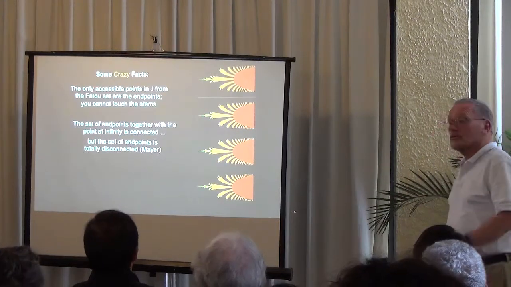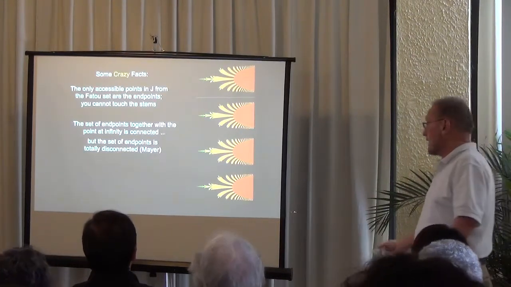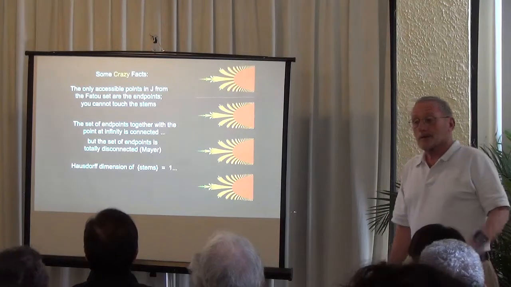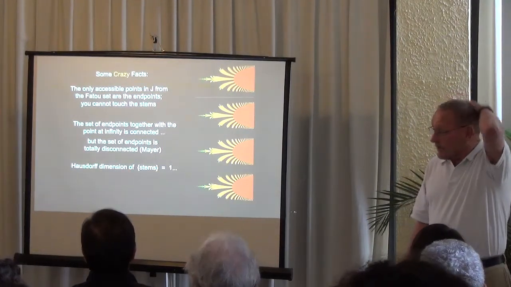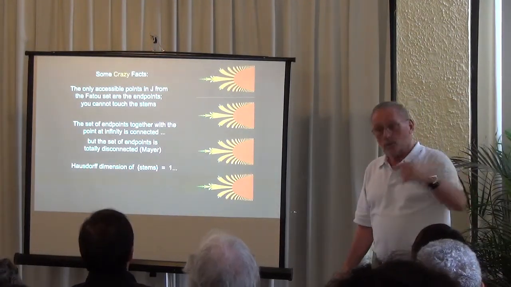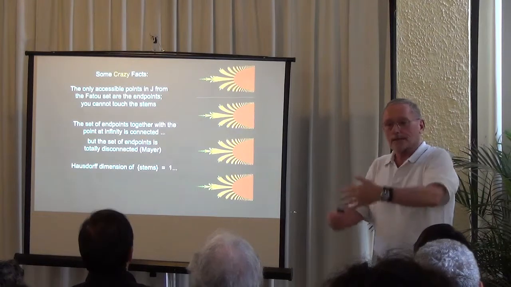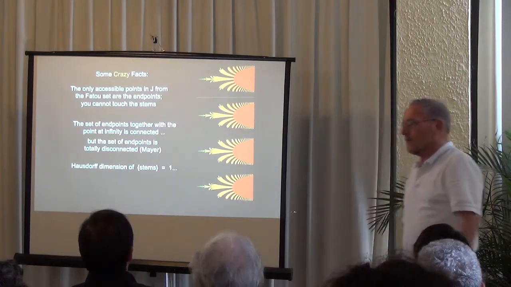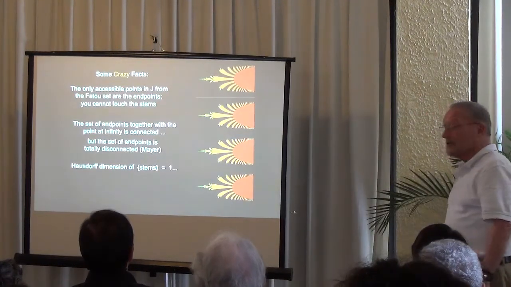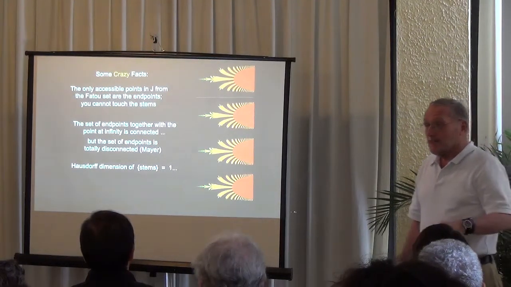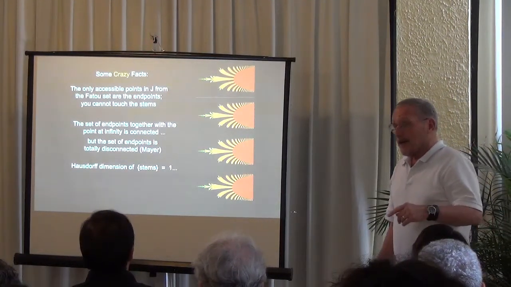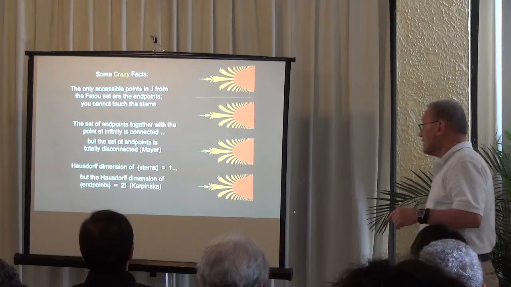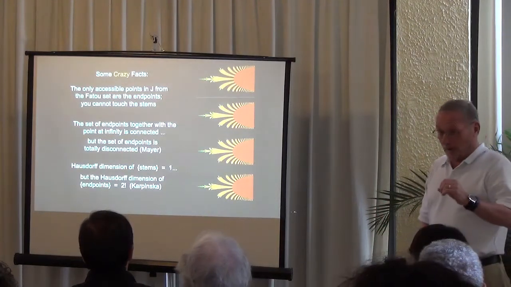She computed the Hausdorff dimension of those two sets. What she found was that the Hausdorff dimension of the set of stems was one. Of course, it's an infinite collection of curves. But the Hausdorff dimension of the set of endpoints was larger. In fact, it was two.